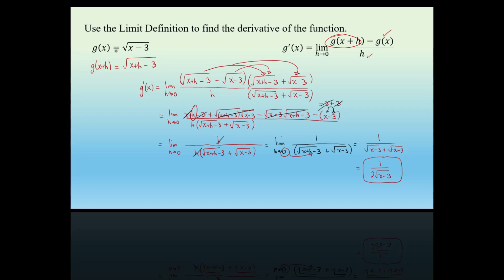So again, g of x was equal to the square root of x minus 3. G prime of x is equal to 1 over 2 times the square root of x minus 3. We found the derivative of g of x using the limit definition. Eventually we'll get into shortcut methods, and the shortcut method also will end up with the derivative of g of x being 1 over 2 times square root of x minus 3.